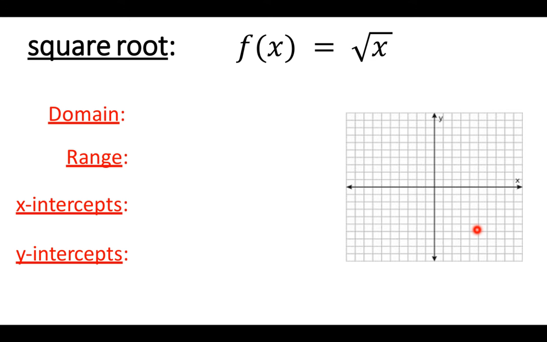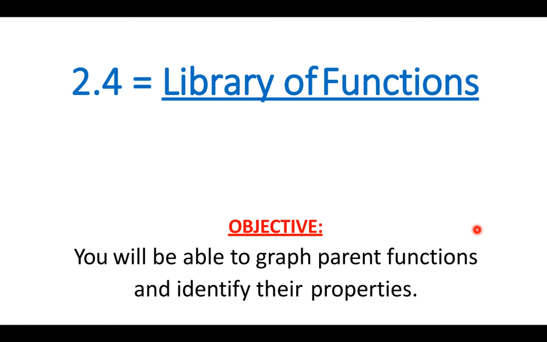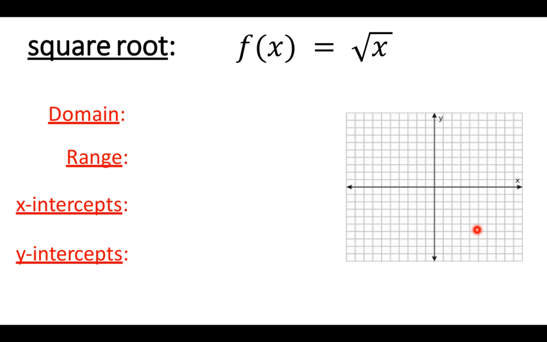These we could also call our parent functions. Okay, our parent functions. Meaning this is going to be the general shape for any of these functions. And then if we were to do some transformations, which we'll do in the next section, that might move our function up and down, might stretch it a little bit. But this is our parent function, or sort of our shape that we're going to start with, and then we might modify it from there in the coming sections.